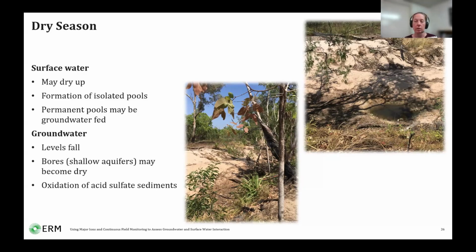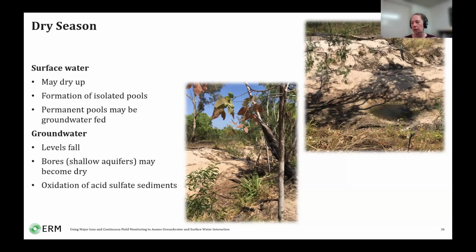Permanent pools that continue may be solely groundwater fed. And it's important to note that sampling at this time of isolated or unconnected pools may or may not be important, depending on the site and the connection with the rest of the environment. During this time, groundwater levels and elevations continue to fall, as we've seen on some of those previous graphs. Some bores might become dry, such as shallow aquifers, or really difficult to sample due to a limited water column.